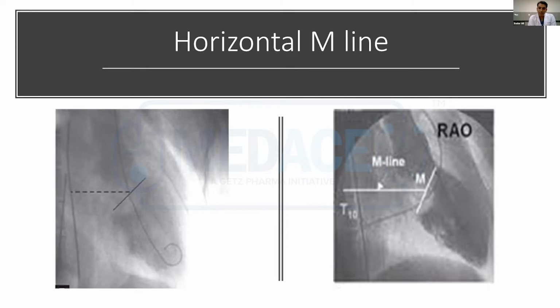As it is done in the RAO view, we'll keep in mind the vertebra it is crossing. It's very much clear that the last rib attaching to the vertebra is the T10 vertebra. So from this RAO view, we have seen the horizontal M line in relation to the T10 vertebra. As on the right side of this picture, you could see that it is crossing the lower border of the T9 vertebra. Now coming to the left side, we have marked a horizontal M line crossing the lower border of the T9 vertebra. This is done in RAO view.